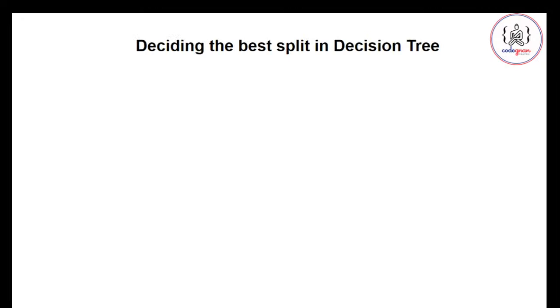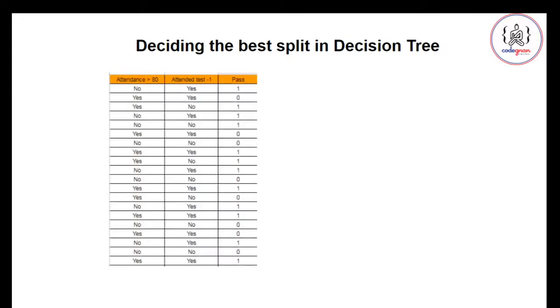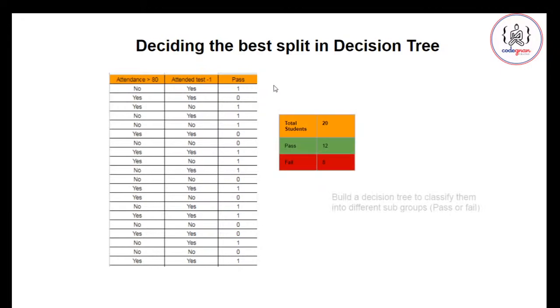All right. So, deciding the best split in a decision tree. How do we decide the best split? There are many features in our data set, right? Let's consider a data set where you have attendance greater than 80, another feature which is attended test 1, and here you have pass. We are trying to build a decision tree to classify them into different subgroups.